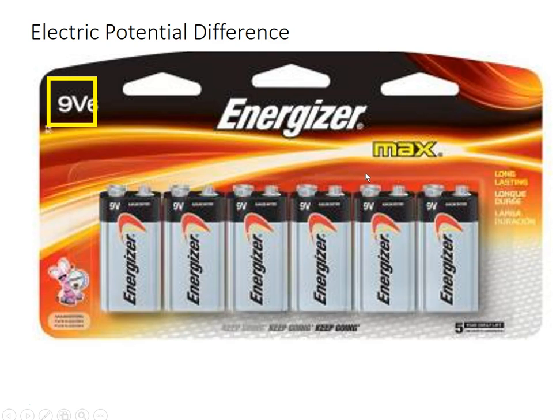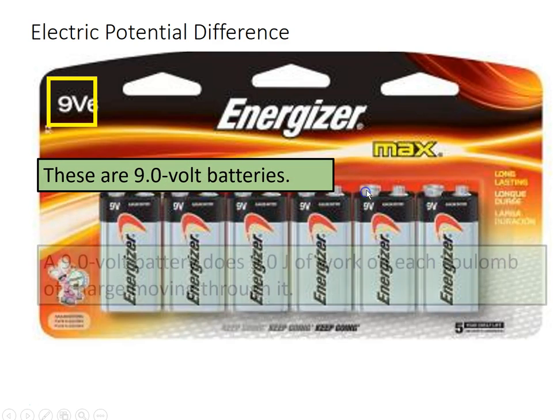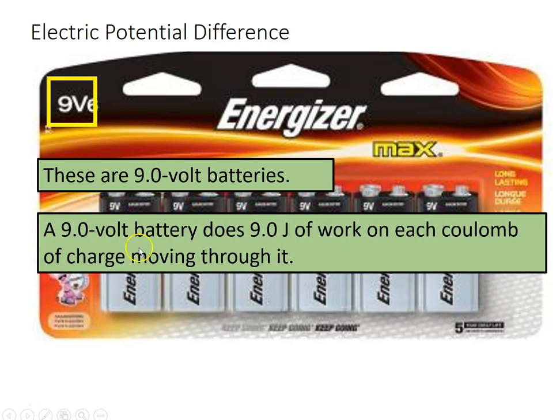These are 9 volt batteries. Same idea, but now you have different numbers. With a 9 volt battery, the battery is going to do 9 joules of work on each coulomb of charge passing through it.